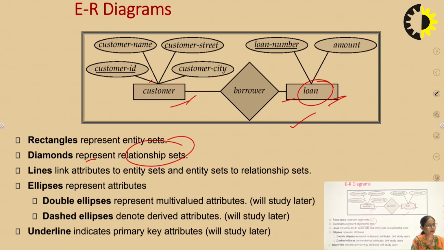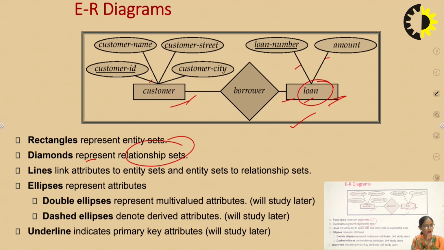What is an attribute? These are the features of that particular entity, or you could say how the information is being stored of that particular entity. In this case, for customer, we have the customer ID, customer name, customer address. In the case of the loan, we have loan number and the amount. So attributes are shown with the help of ellipse.